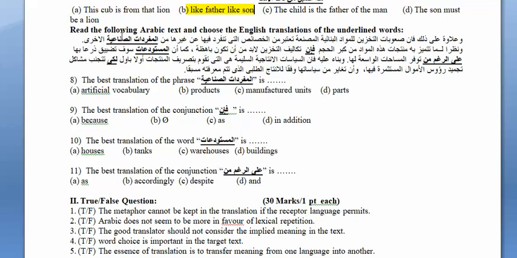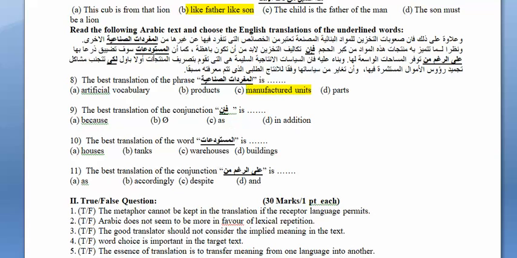ممكن تأتي قطعة كاملة وفي بعض المفردات تحتها خط ويسألك read the following Arabic text and choose the English translation of the underlined words. تقرأ القطعة كاملة، تنظر إلى الكلمات التي تحتها خط المفردات الصناعية. يسألك هنا the best translation of the phrase المفردات الصناعية is ويجيب لك 4 اختيارات artificial vocabulary, products, manufactured unit, parts. Yes, manufactured unit. مش ترجمة حرفية. manufactured units.